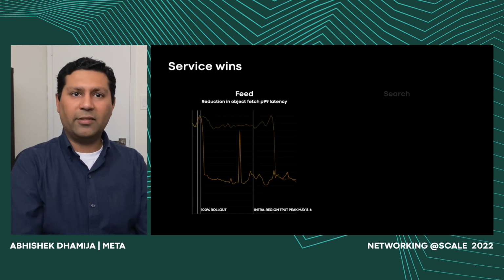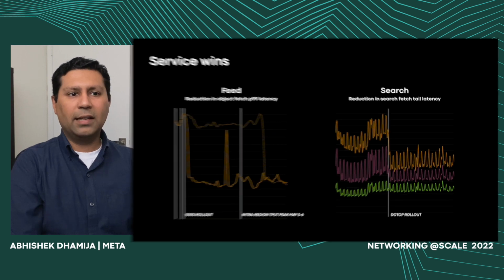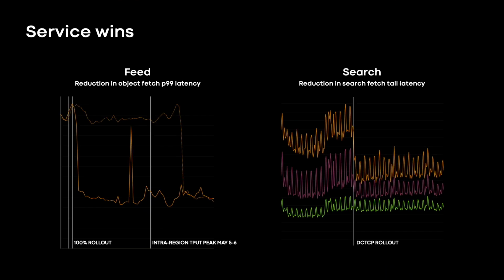For some bursty services, we also saw some great wins. For example, Feed, which is a service which creates the newsfeed for all the users on Facebook, we saw a reduction in P99 object fetch latency. The diagram on the left is a day-over-day comparison of latencies from the previous state. We see here that right after the DCTCP rollout, there is a great reduction in this latency.